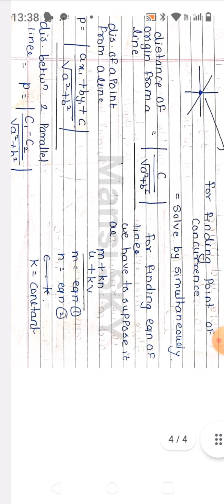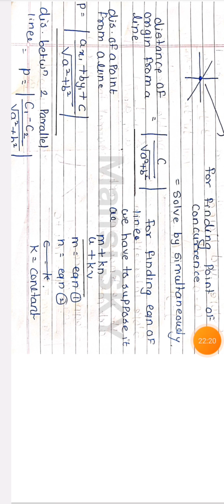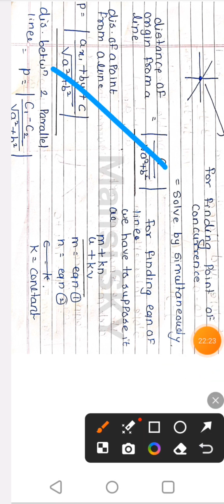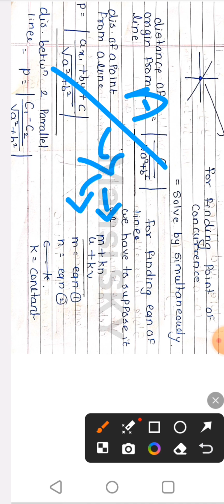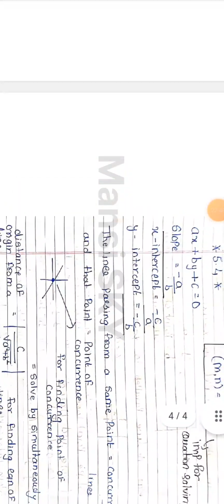Then for finding the equation of a line, like if we have to find the equation of this line, we can assume it. Suppose the equation of this line A is m plus kn. The concept is you can suppose the equation of the line as m plus kn or u plus kv. In this way we have completed each and every formula and each and every concept from chapter 5, which is straight lines.